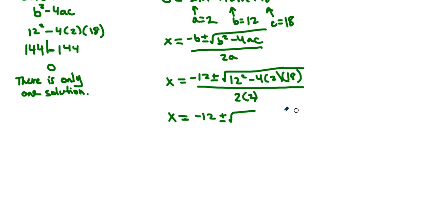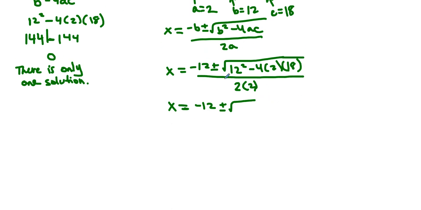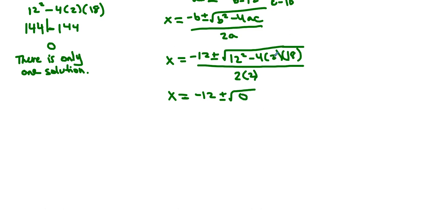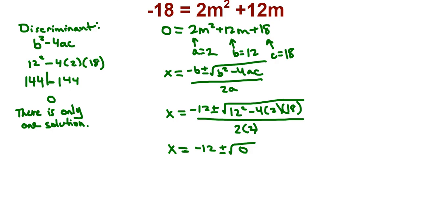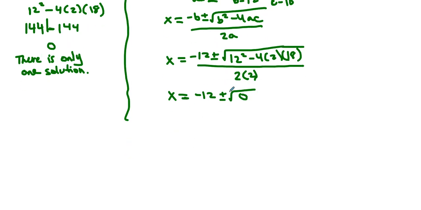A little squiggle to break it up. All over 2a, 2 times 2 is 4. X equals negative 12. If I add or subtract 0, it does not change the value, so it's negative 12 divided by 4, which is negative 3. So there's only one solution on this one, negative 3. And again, let me show you how this looks graphically.